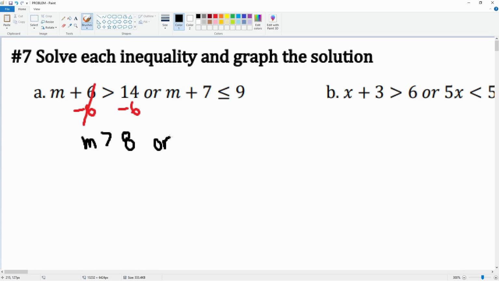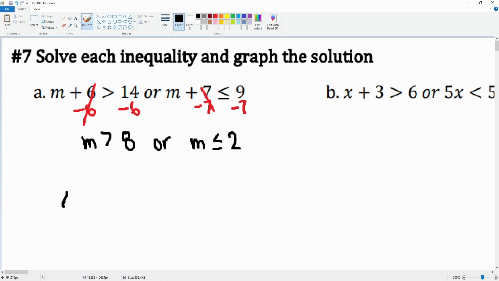Then you have OR. M plus 7 is less than or equal to 9. We're going to subtract 7 to both sides. This cancels, leaving you with just an m less than or equal to, sorry, I should not write minus 9. It's minus 7 to both sides. 9 minus 7, it is a 2, right?